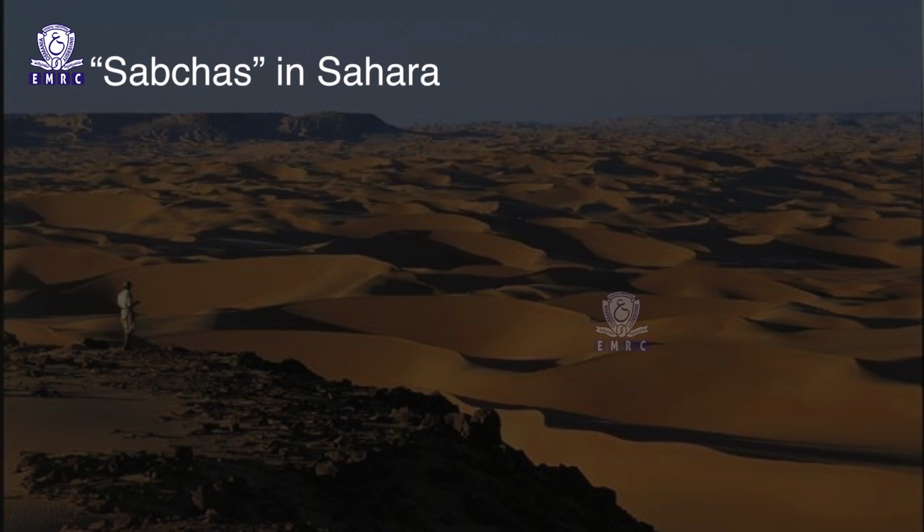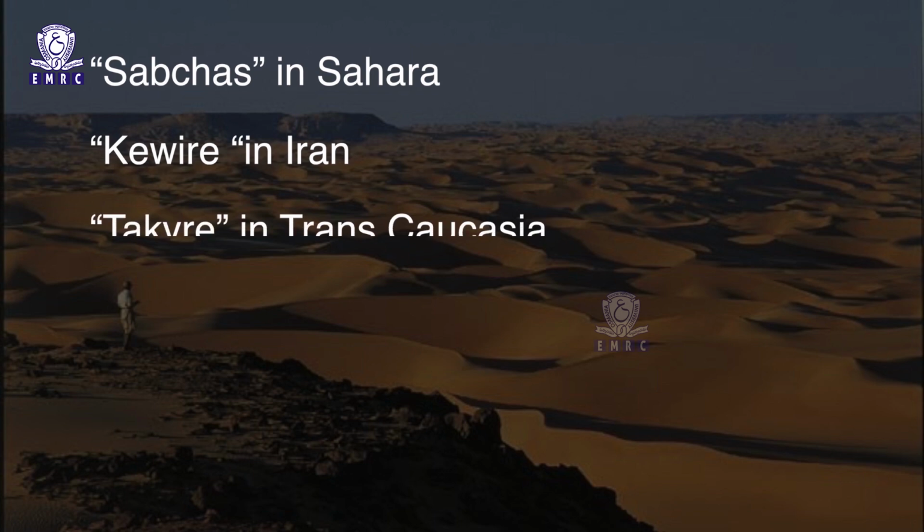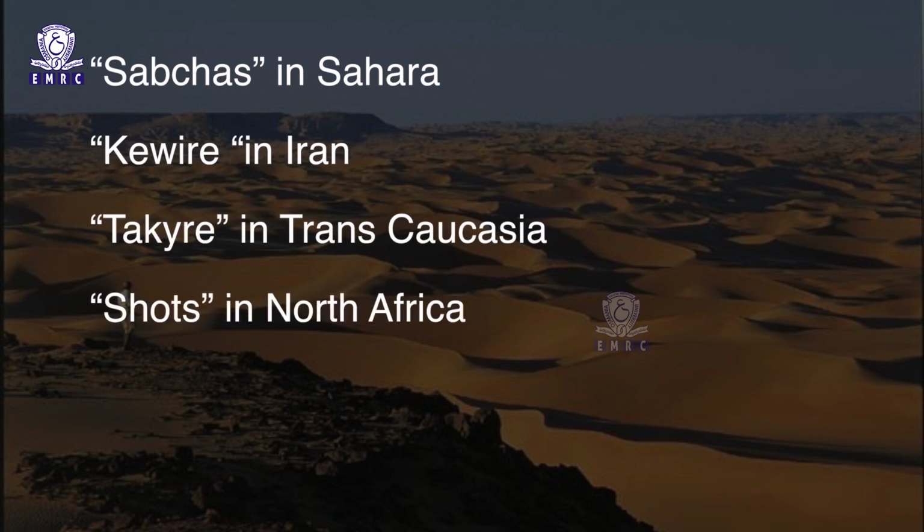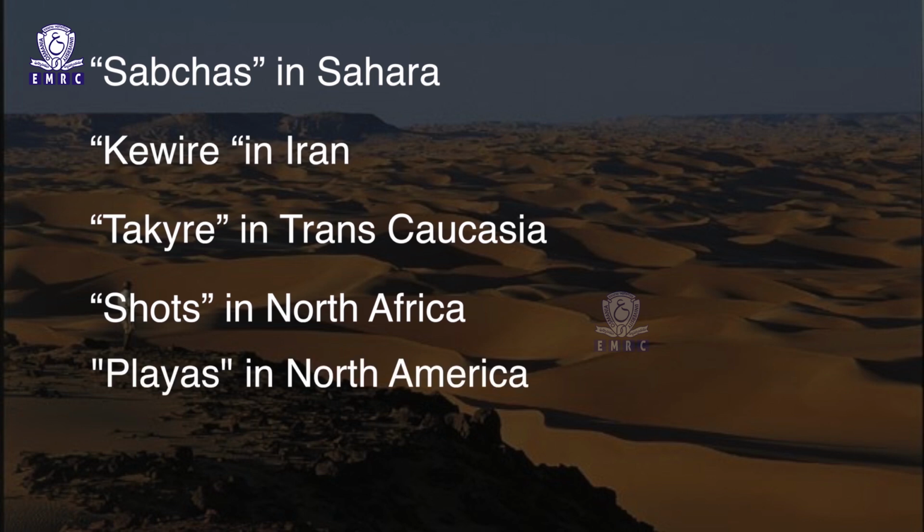They are known as sabkhas in the Sahara, kavir in Iran, takyr in Transcaucasia, shotts in North Africa, and playas in North America. These lakes are mostly temporary in nature. Playa lakes may last for a few days, a few weeks, or even longer before they are completely dried up by evaporation.